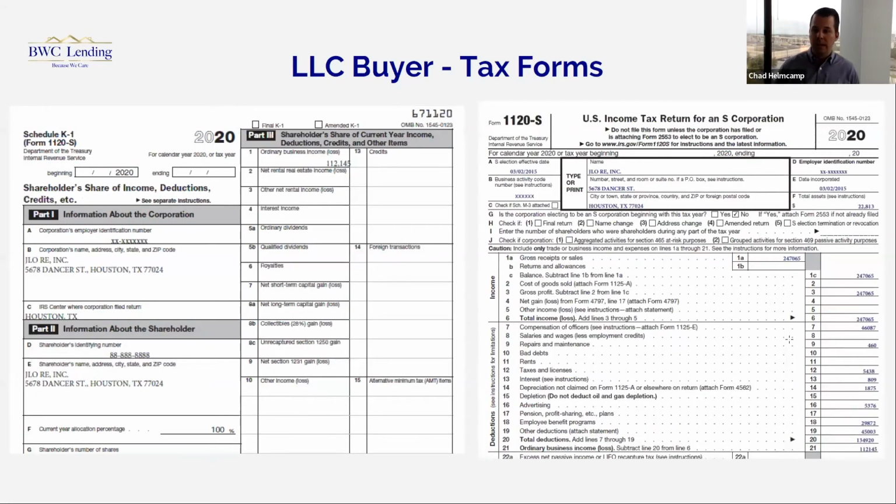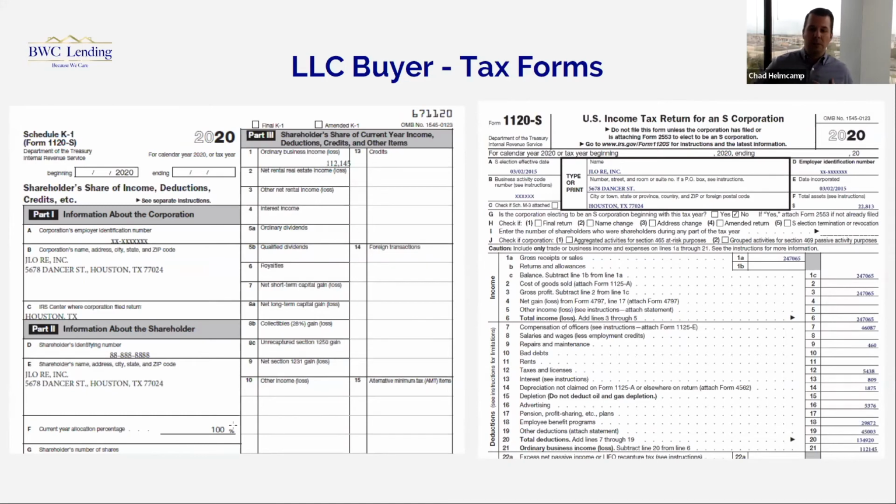Here's the K-1 and the 1120S. K-1's on the left-hand side. What's really important to me about the K-1 is, A, the income and or loss that may be reported, coupled with their ownership percentage, which is listed down here as 100%.